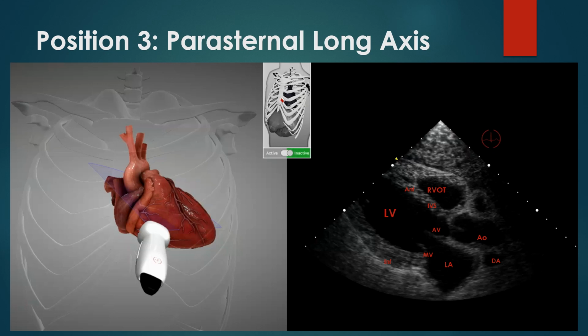So this is the parasternal long axis, and what you've got is a very nice cut right through the ventricle in this 3D view, and in the 2D view a nice view of the right ventricular outflow tract, the left ventricle, mitral valve, aorta. Descending aorta is over here. If you've got a pericardial effusion, it's going to be down here. If you've got a pleural effusion, it's going to be over here by the descending thoracic aorta.